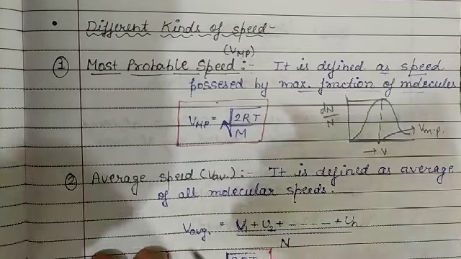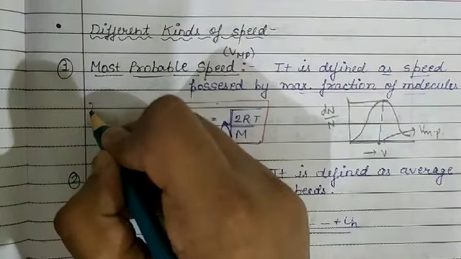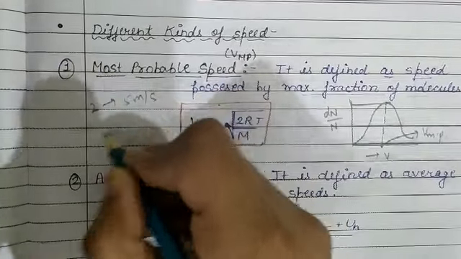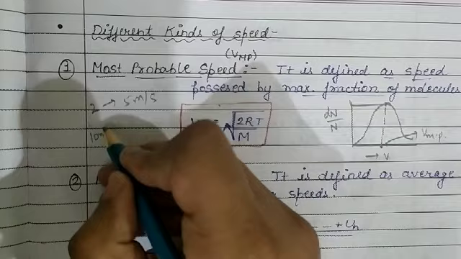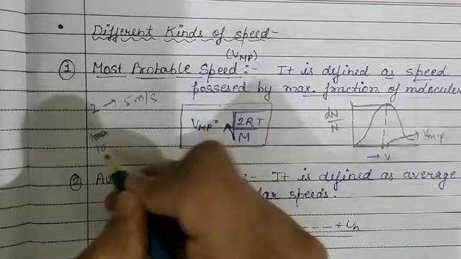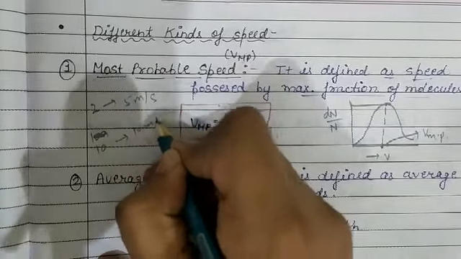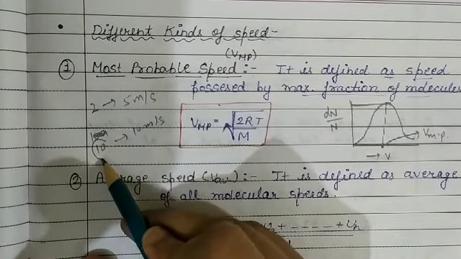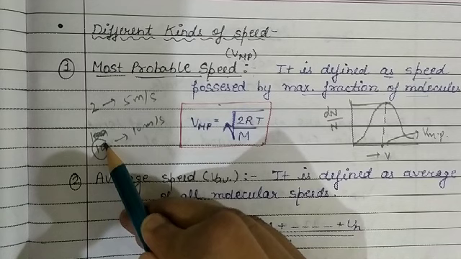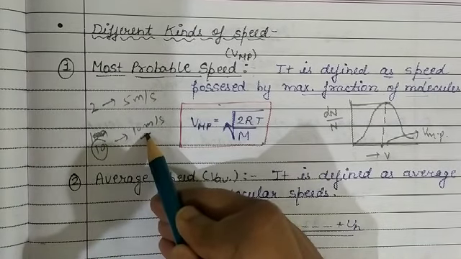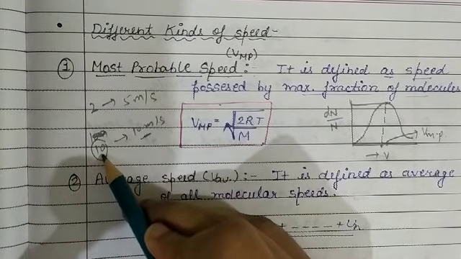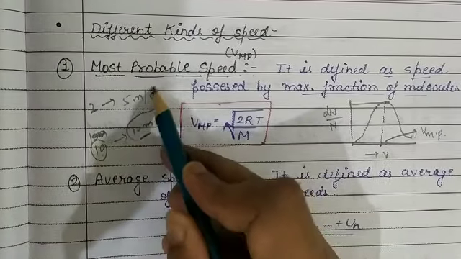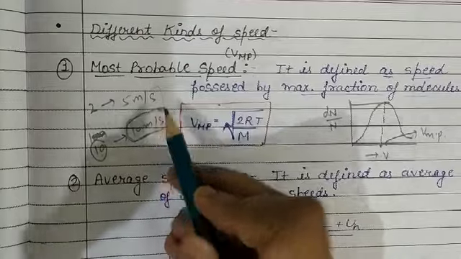Also we can say, in terms of an example, if there are two molecules with 5 meter per second and there are 10 molecules with 10 meter per second, then in the container more molecules are with speed 10 meter per second, so the probability of this speed is more. Hence the most probable speed from these two speeds will be 10 meter per second.